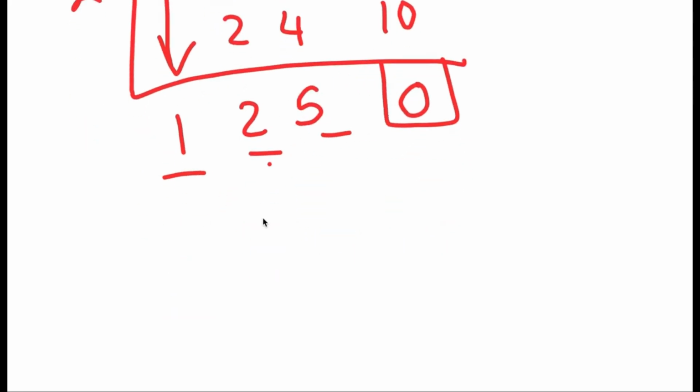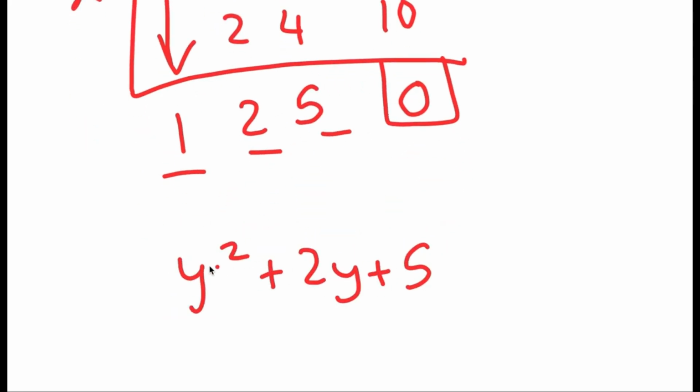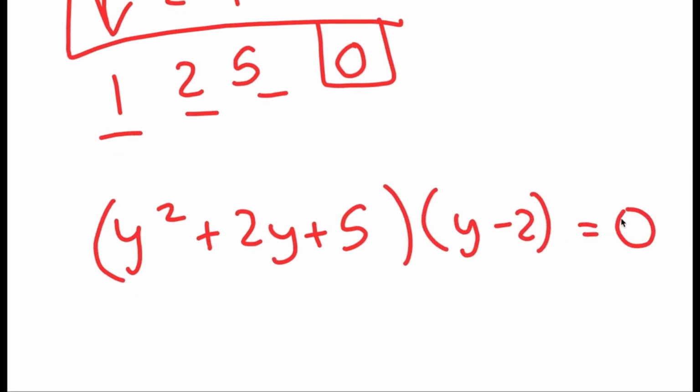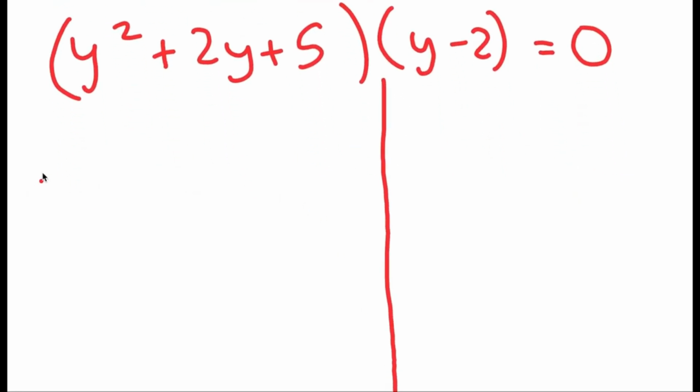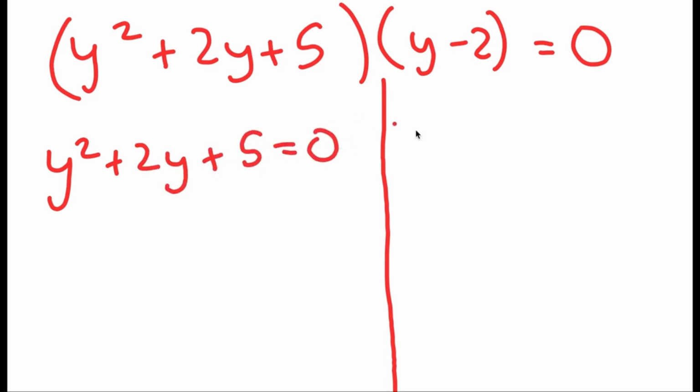And I'm going to use these as my coefficients. So I get y squared plus 2y plus 5, meaning y squared plus 2y plus 5 times y minus 2 is equal to 0. So this is my equation, and I'm going to divide this into two equations. y squared plus 2y plus 5 is equal to 0, and y minus 2 is equal to 0.